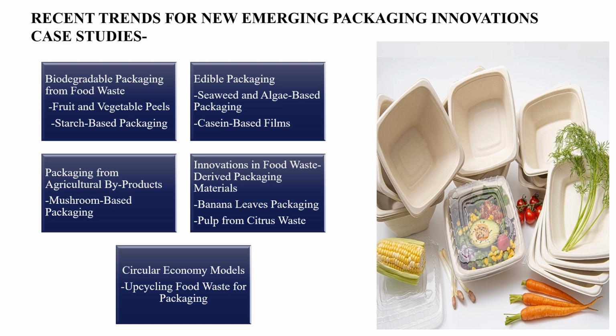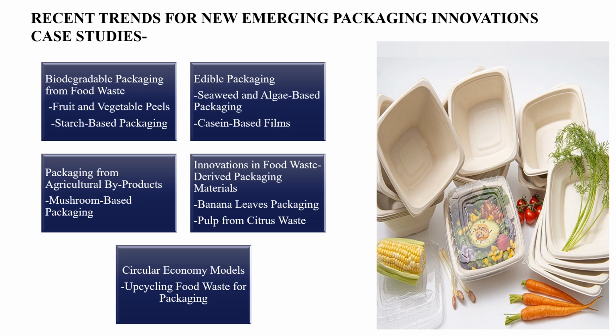One of the leading trends is the development of biodegradable packaging made from food waste. First, fruit and vegetable peels. These peels are being upcycled into packaging material, reducing waste from food processing and offering a sustainable alternative to plastics. Similarly, starch-based packaging, which is derived from plant sources such as corn or potatoes, is gaining popularity.